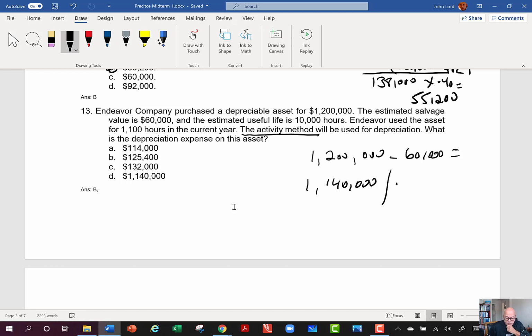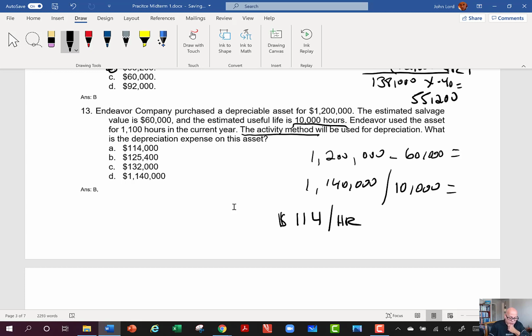So it's 1,400,000 divided by what? The 10,000 total hours they think they'll get out of this. And so we're thinking that this thing's going to depreciate at $114 per hour of use.